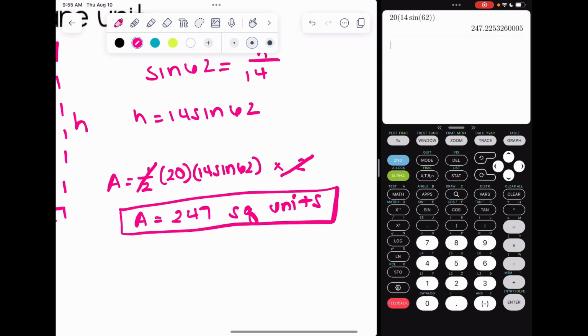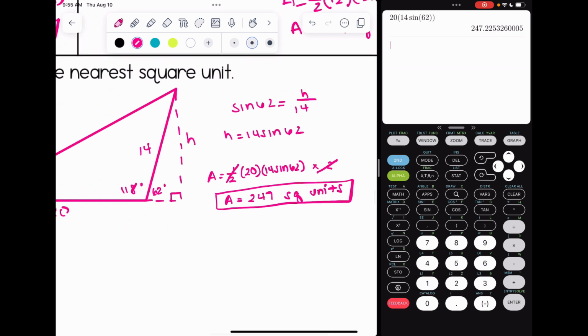So the difference here is because we had an obtuse angle. Yes, because of the parallelogram, there was the difference of doubling, but we had the other difference here of the obtuse angle. We had to use its supplement to use the right triangle method.